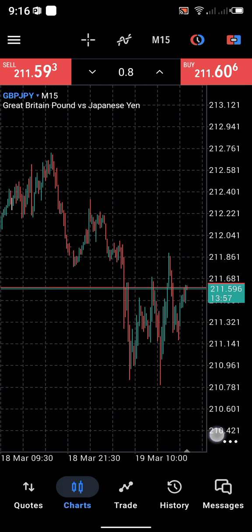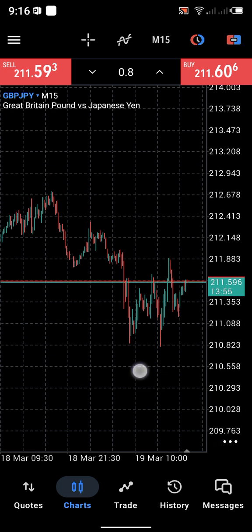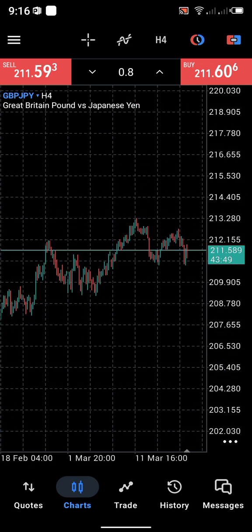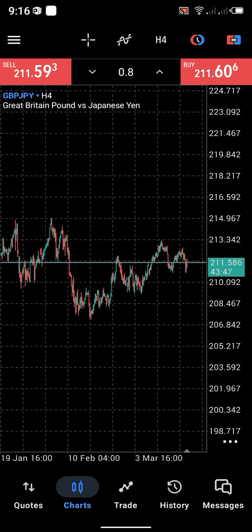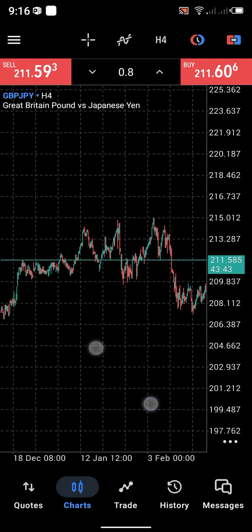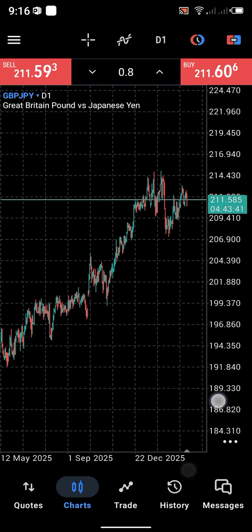Now GbpJpy, I'll trade GbpJpy because we're entering into the New York session, so the Japanese Asian session. So I go to the H4 and I want to notice that price has been selling from around, I don't know, let me first go to the daily time frame.